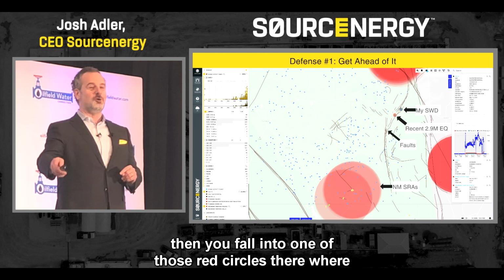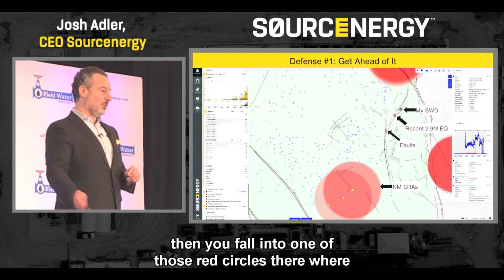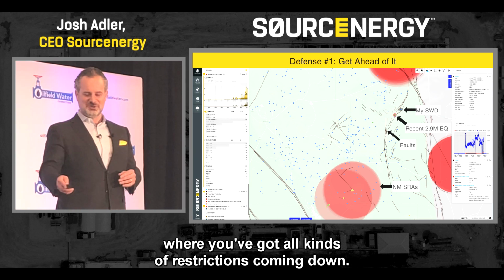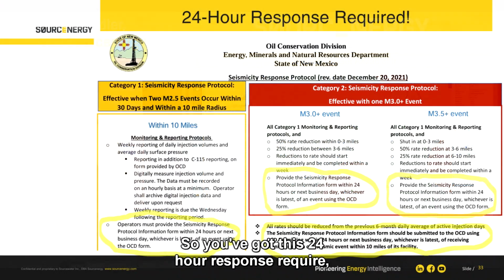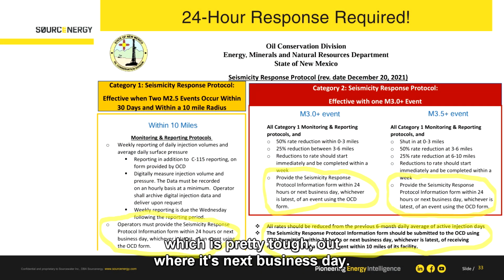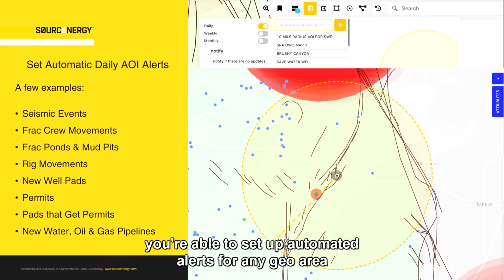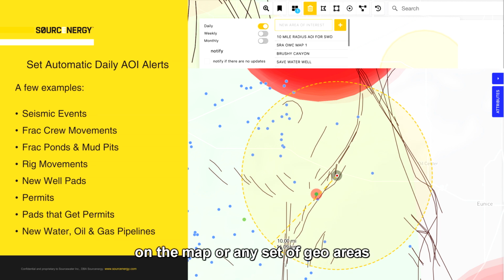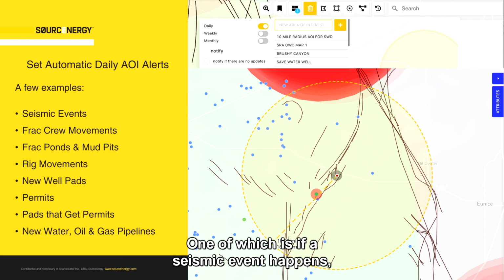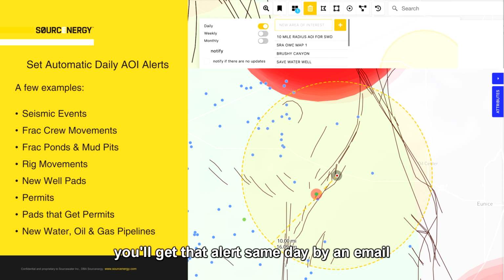And if it does happen, then you fall into one of those red circles there where you've got all kinds of restrictions coming down. So you've got this 24-hour response required, which is pretty tough, or it's next business day. And so what can you do? Well, in our system, you're able to set up automated alerts for any geo area on the map or any set of geo areas and get alerted for all kinds of things. One of which is if a seismic event happens, you'll get that alert same day by email and you can take your action. But actually there's some other cool stuff you can alert for, right?